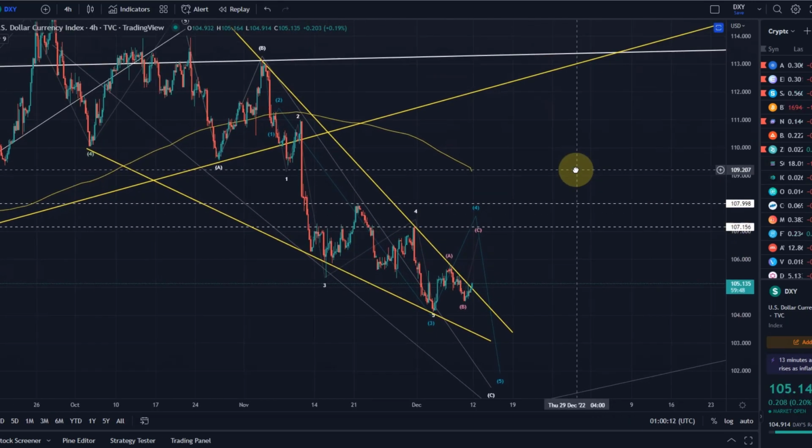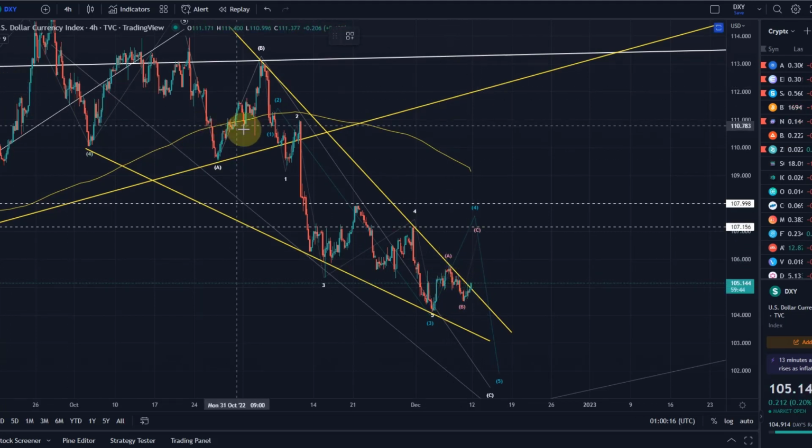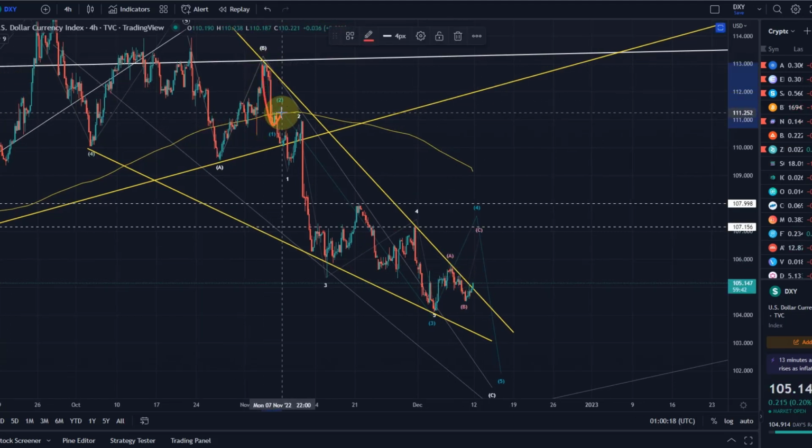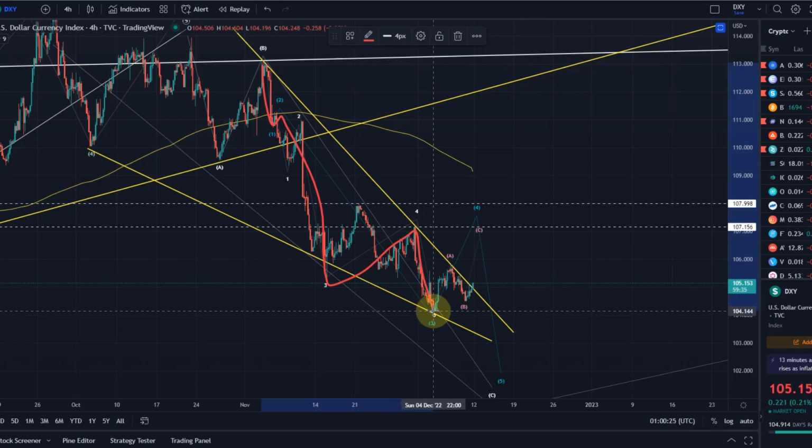The wave count is unchanged from the previous video. We're just purely following currently the wave count. So 1, 2 already done, the wave 3 down already done, the wave 4 probably already done, and we're now in this, the 5th wave as well.